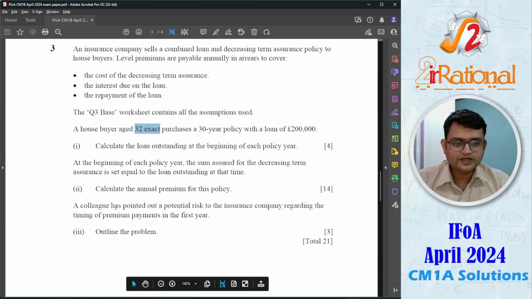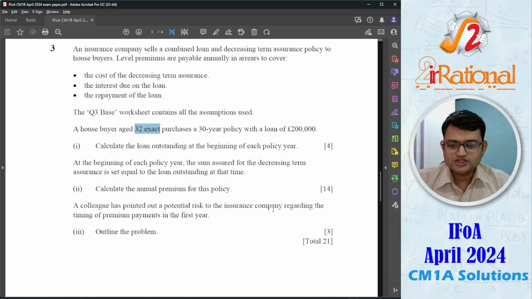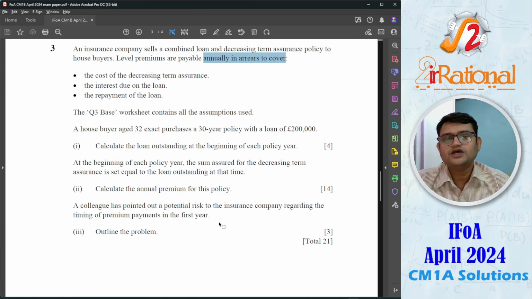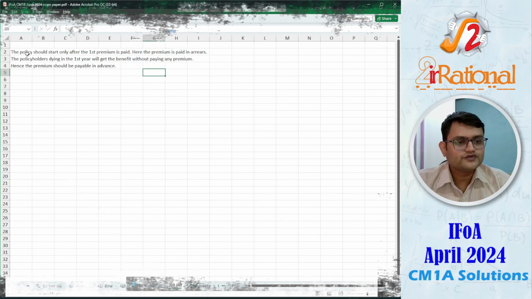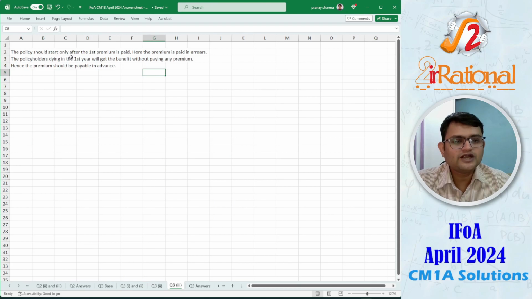For the third part, a colleague has pointed out a potential risk to the insurance company regarding the timing of the premium payments in the first year. That is because it was annually in arrears. So the problem would be only in the first year, because we are not paying the premium at the beginning of the first year. So outline the problem. This is 3 marks. So we'll say the policy should start only after the first premium is paid.